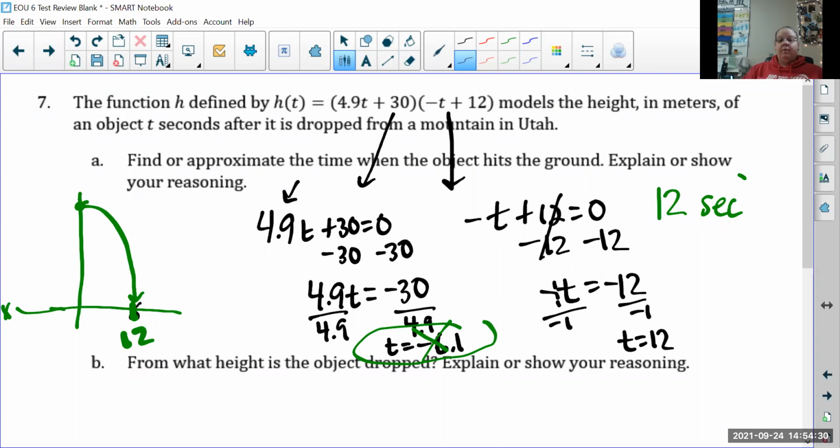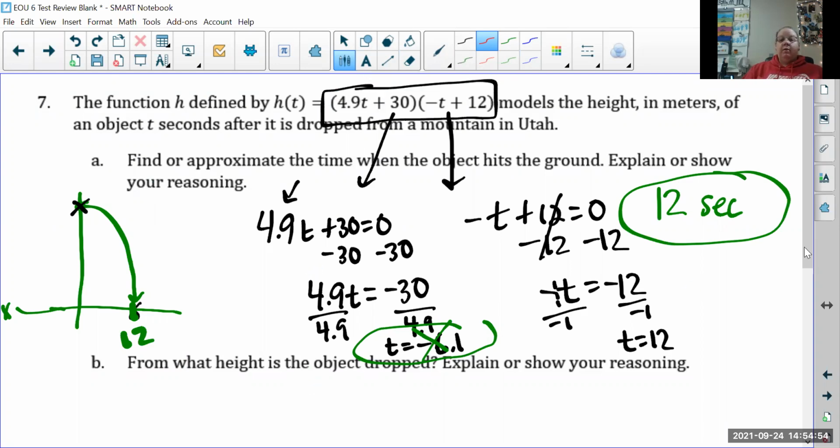All right, and we found that by finding the x-intercepts, and one of them makes sense and one of them doesn't. All right, and then for part B, it says from what height is the object dropped? So that means that we're talking about this part right here, and that part right here is the y-intercept. And when we're looking at the y-intercept, we can't find it directly from a factored form. We need it in standard form.